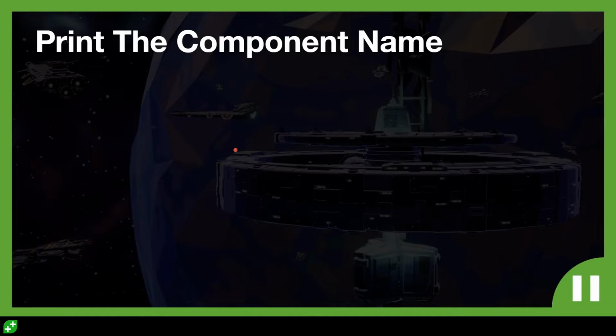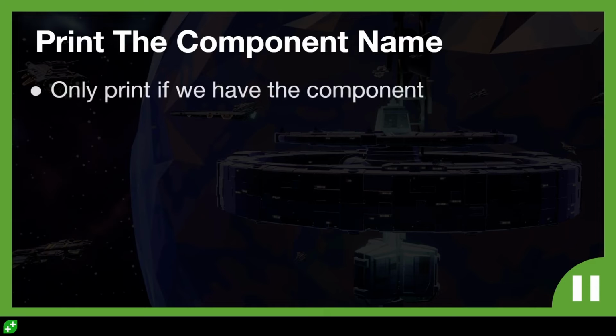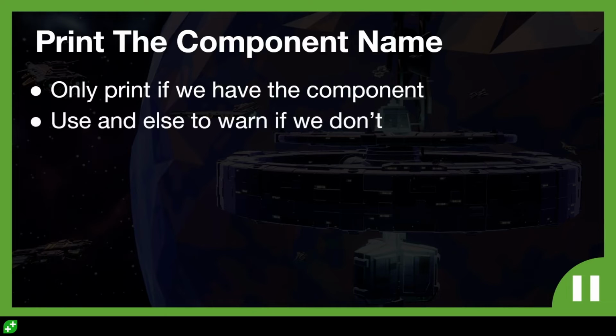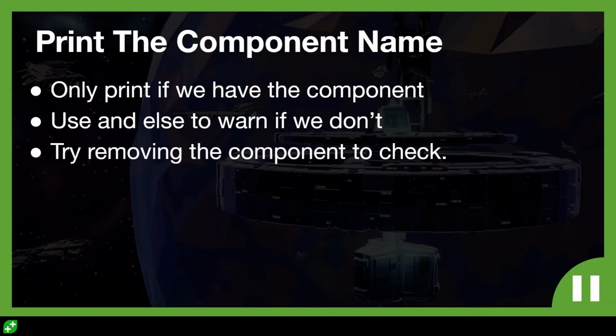and I'm going to challenge you to print the component name for yourself. So only print if we have the actual component. Basically, we don't have a null pointer. And use an else to warn if we didn't manage to get hold of that component, and try removing the component to check. Pause the video and have a go.